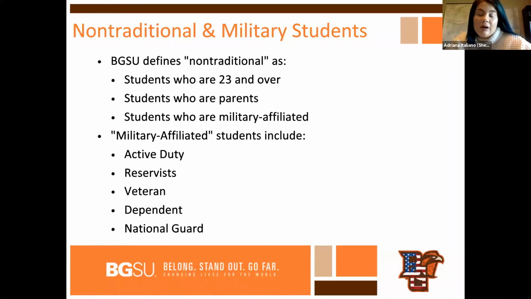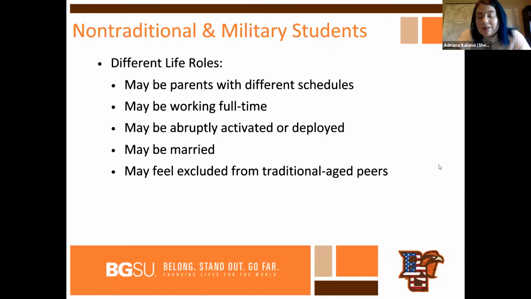We define military affiliation as those that are active duty, currently serving or deployed, reservists, veterans, dependents, those are spouses or children of those that have served, in the National Guard. It's important because these students are oftentimes not associated with the traditional college experience. As student org leaders, we want to make sure that these students are just as engaged because they want to get to know you all and different things like that.